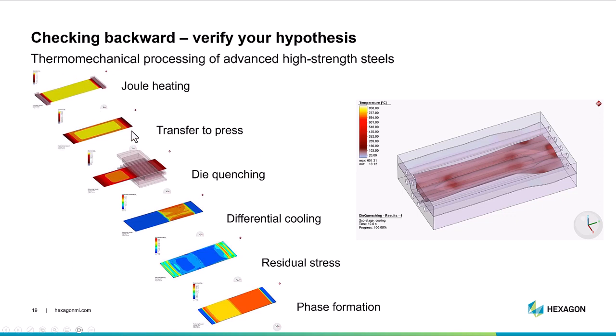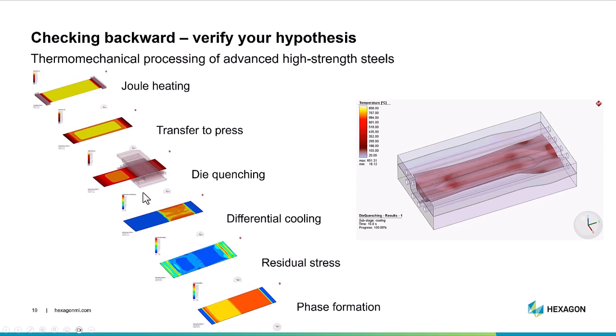And then you transfer it to the press. You can see here the temperature changing already between when you finish the heating process and then you transfer back to the press. Then you do the die quenching. In this case, we're looking at the differential cooling. Part of the sheet is being cooled by just free cooling air, and the other half of the sheet is being cooled by die quenching. And then we have some residual stresses, and then what phases we formed in there.